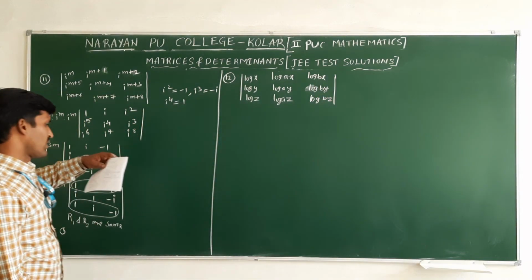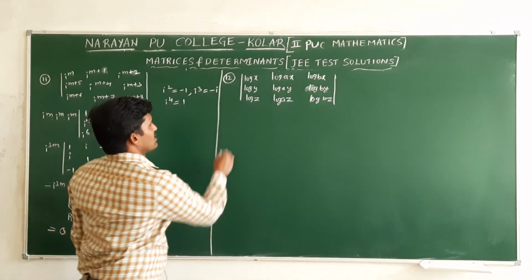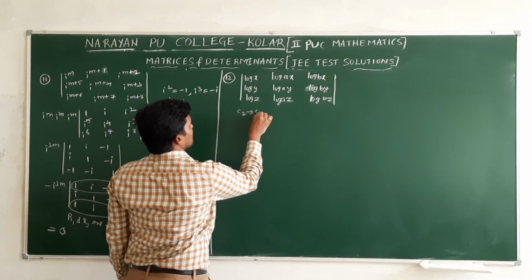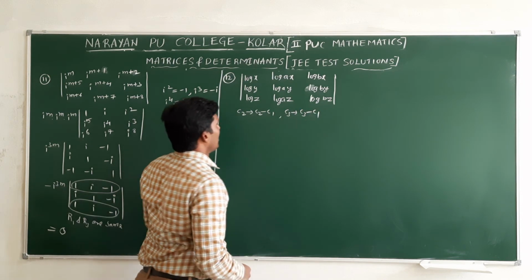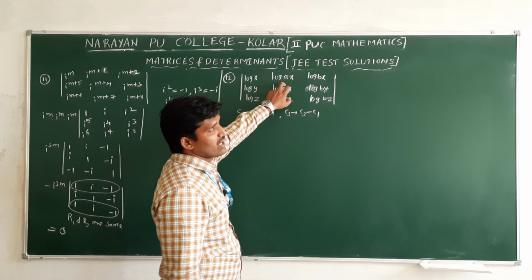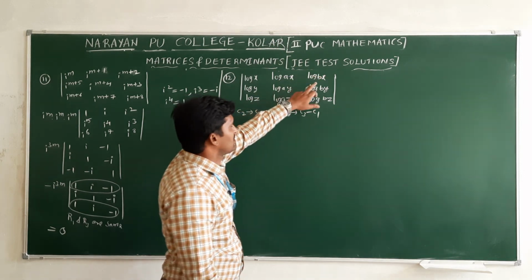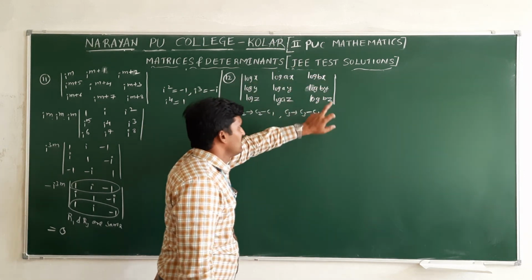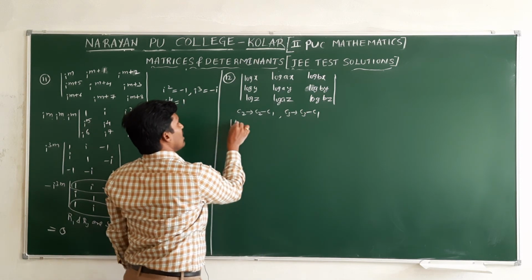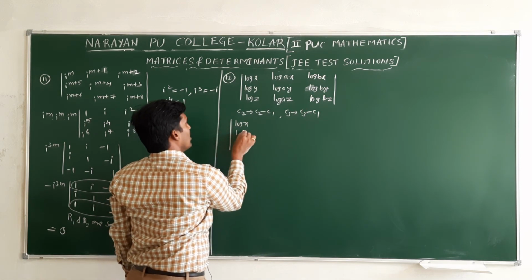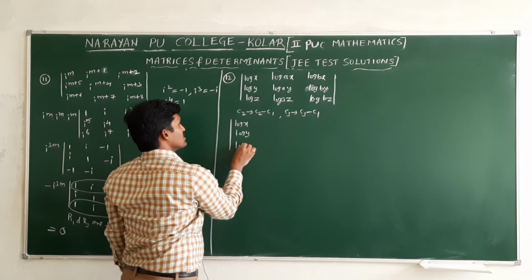Here we need to find this value. I will do here C2 minus C1. Similarly, C3 minus C1. Reason: log A minus log B means log of A by B. X will be cancelled, like that here X also will be cancelled, Y and Z. So I am applying these operations. Here we have log X, log Y, log Z.